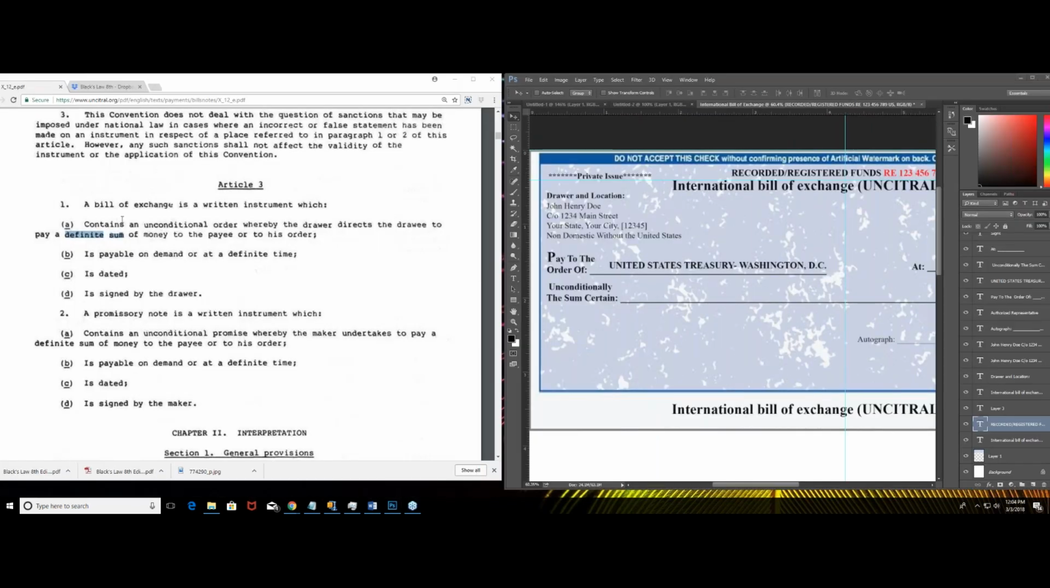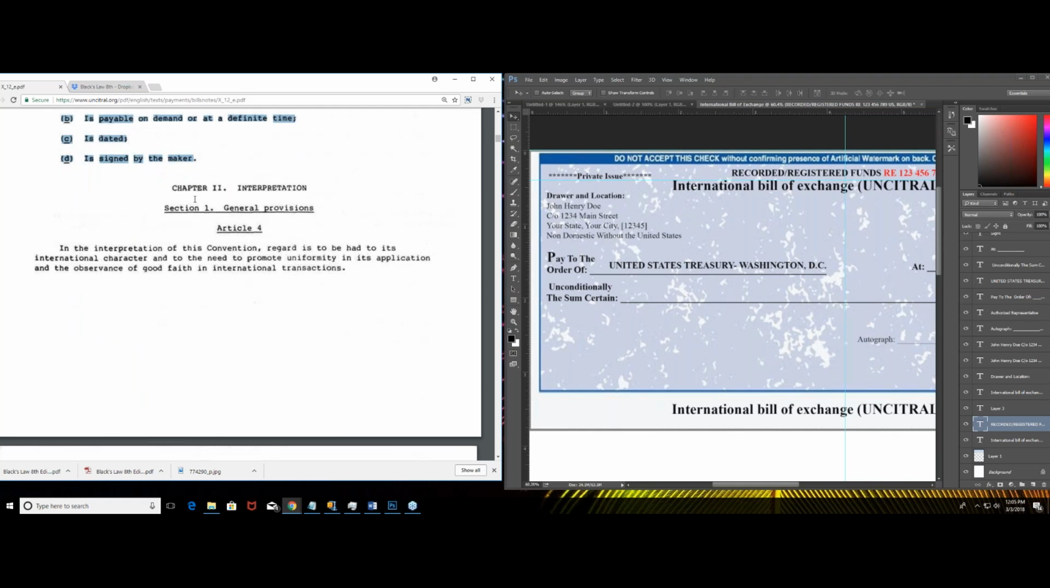A bill of exchange is a written instrument which contains an unconditional order whereby the drawer directs the drawee to pay a definite sum of money to the payee or to his order, if it's payable on demand or at a definite time. We got that, at sight, that's what all that is about. It is signed by the drawer, we're going to sign it. So we got all that covered. I haven't put the drawee on here yet. We're going to get to that part too. And this is what a promissory note is, and we're not dealing with promissory notes.